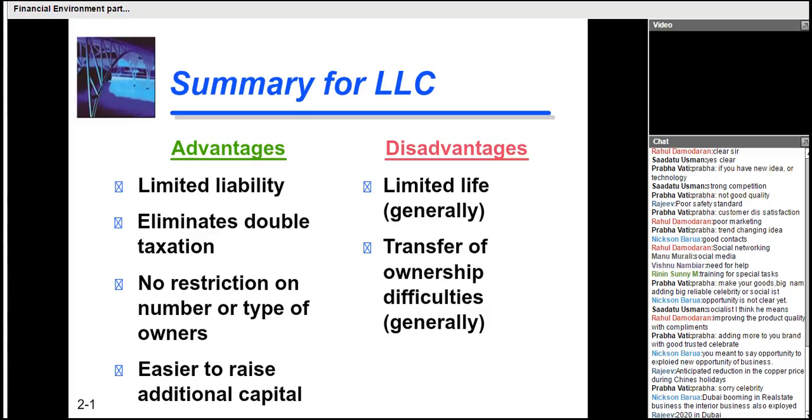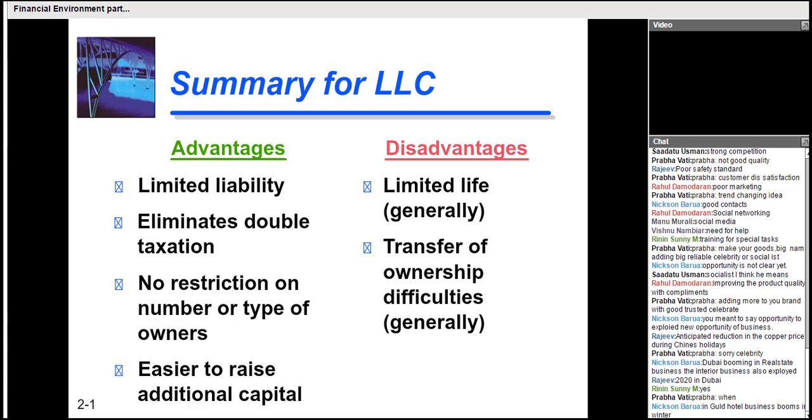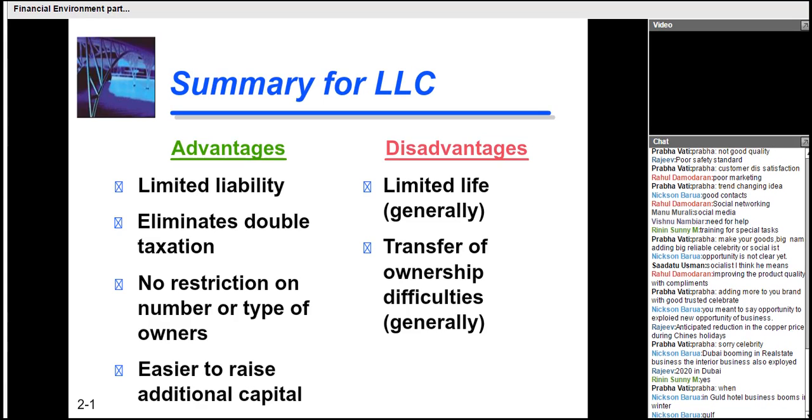Okay. Is it clear? Is opportunity clear to everybody? We can move to the next topic. Anyway, in the hotel business, the business booms in winter. That's good.